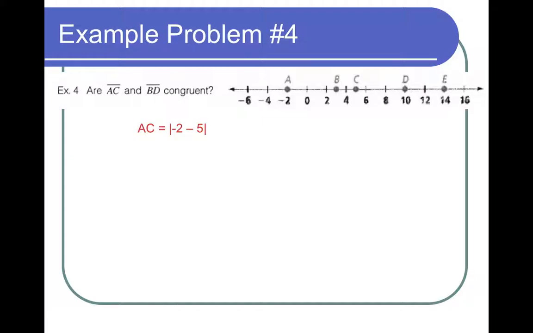The other thing you could do again is you could always use our equation. In this case, a is -2, c is 5. So -2 minus 5 is going to be -7, the absolute value of which is 7.